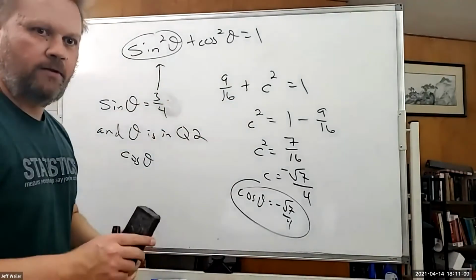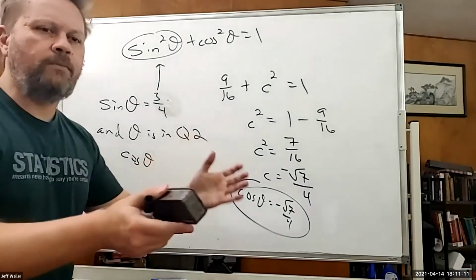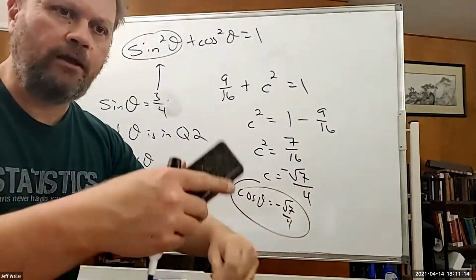Okay. So you can do the same thing with the other two, the tangent secant one and the cotangent cosecant one.